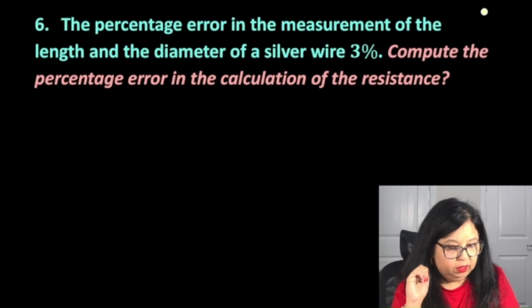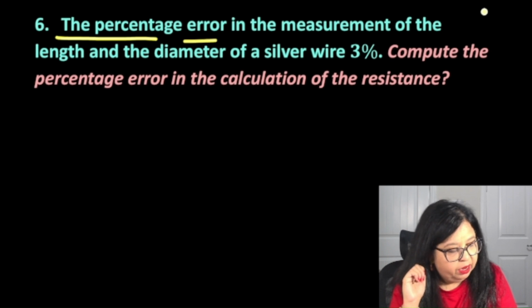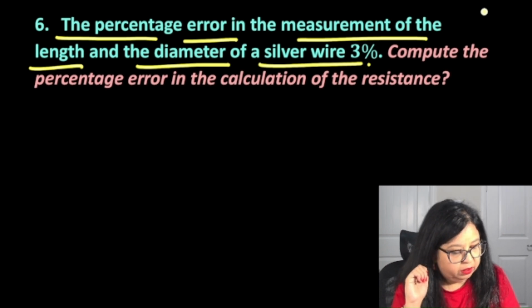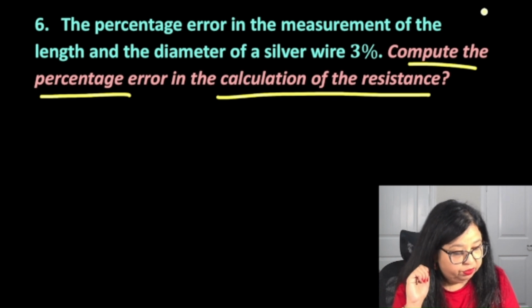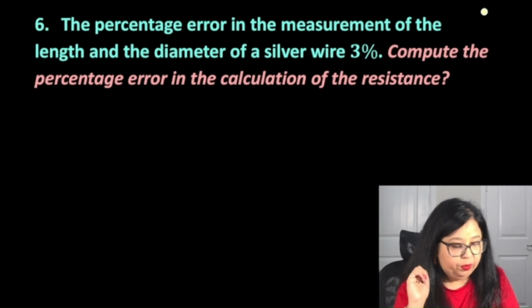Problem number 6. It says the percentage error in the measurement of the length and diameter of a silver wire is 3%. Compute the percentage error in the calculation of the resistance for that wire.